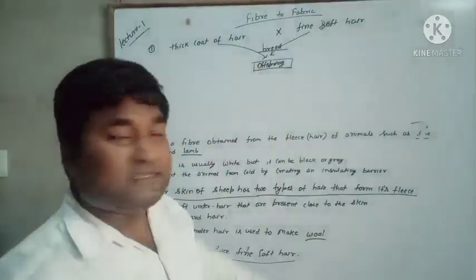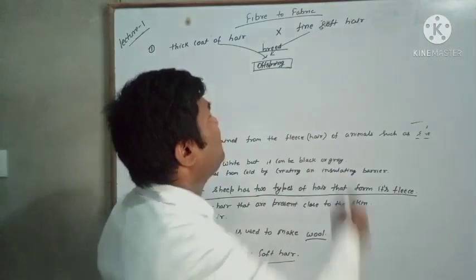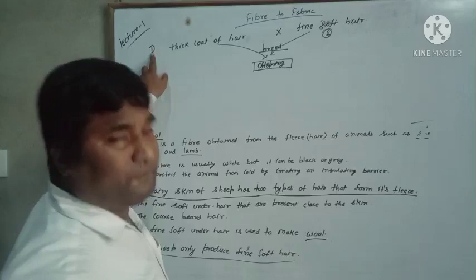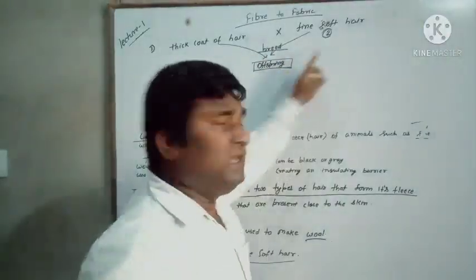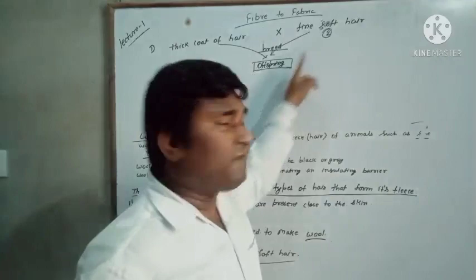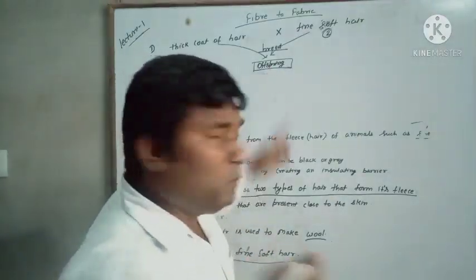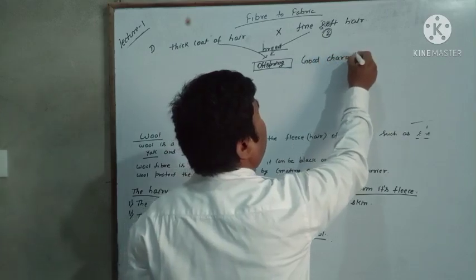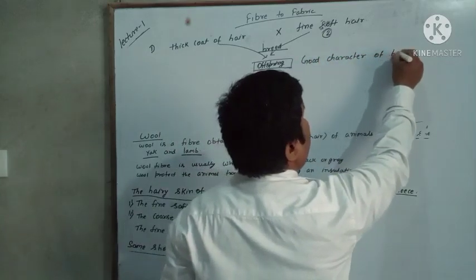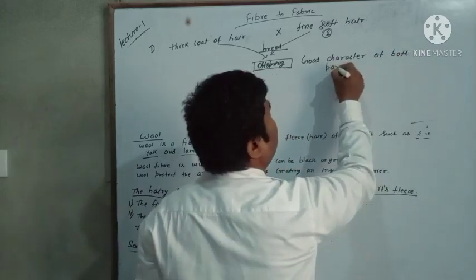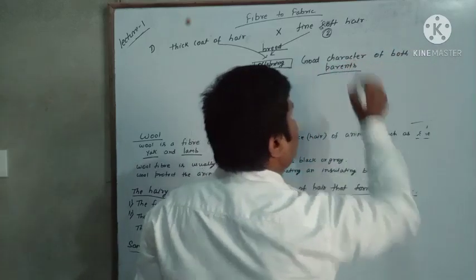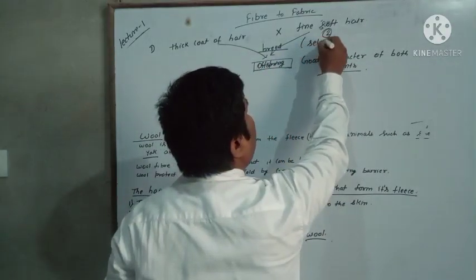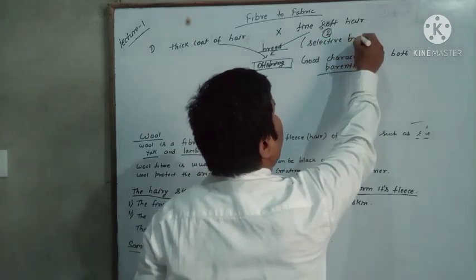So this offspring has good characteristics of both parents. This is parent number 1, this is parent number 2. This is parent number 1, means for example if it is male then this is female, if it is female then this is male, and after the cross the offspring has good characteristics of both parents. So we can say this process is selective breeding.